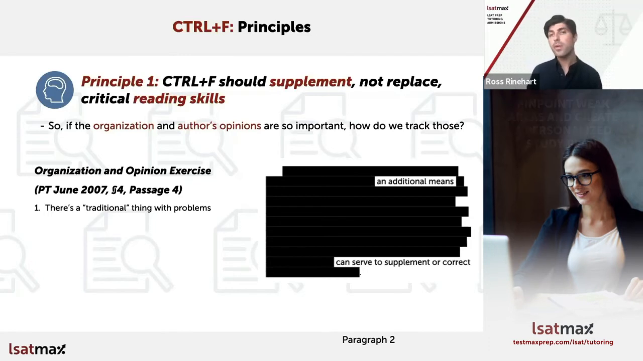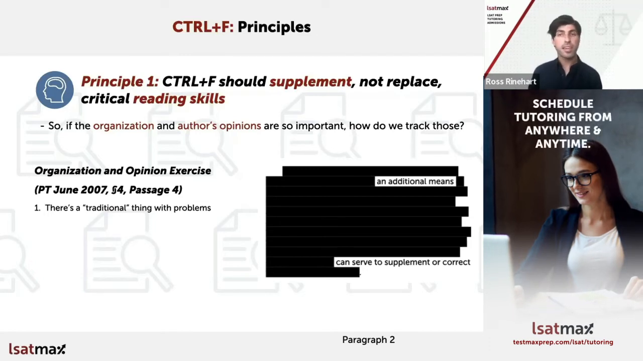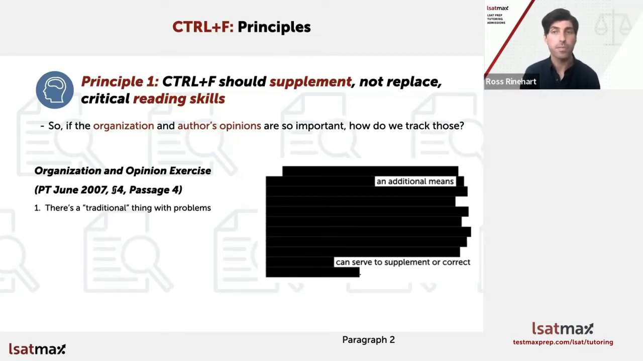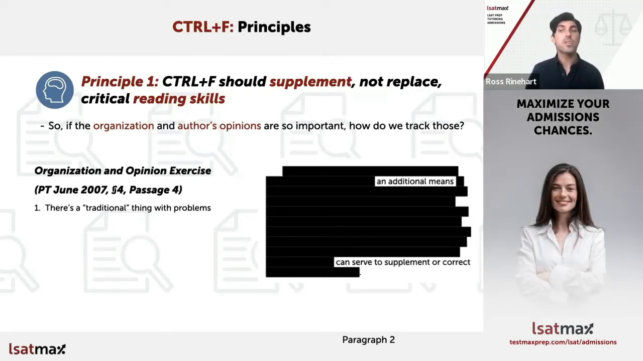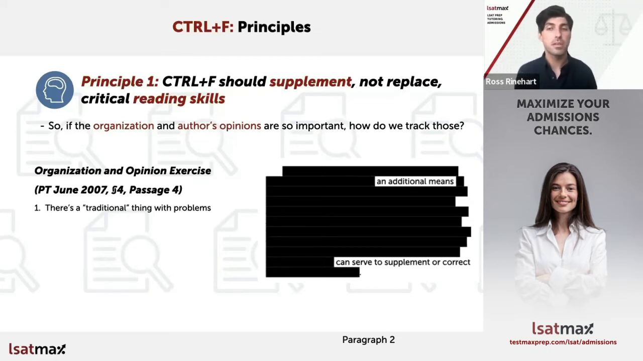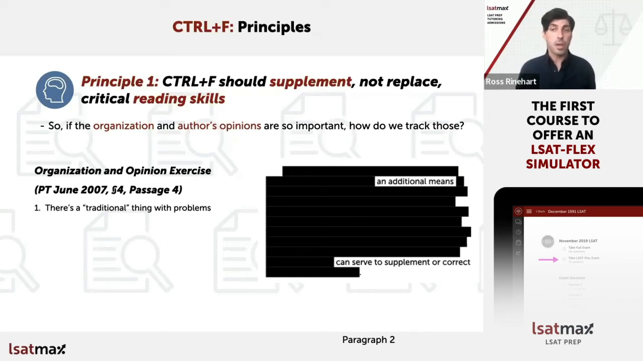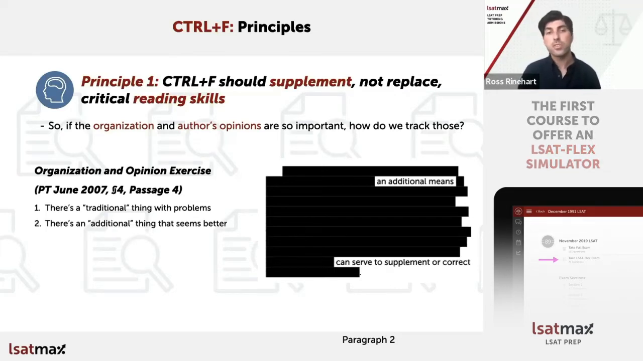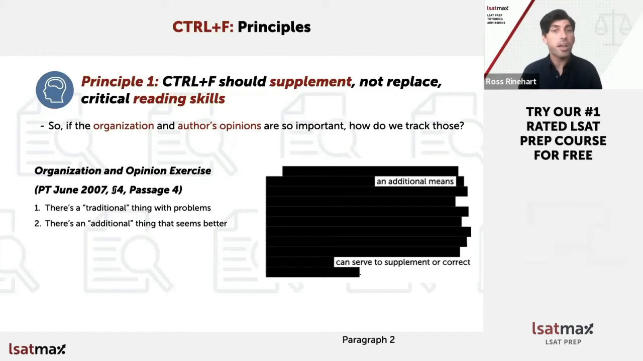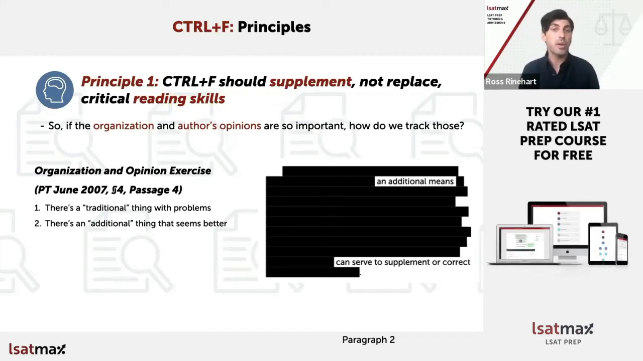Now, looking at the next paragraph, we get another structural word, an additional means. That tells us that we're talking about something new, something that can add to the traditional thing that had the problems from the first paragraph. So structurally, now we're talking about something new. And tracking the author's attitude, the author says that this new thing can serve to supplement or correct, presumably the problems created by the old traditional thing. And those are positive words: supplement, adds to, corrects, fixes. We now know that the author in the second paragraph is describing an additional thing, and the author's opinion is that this additional thing seems better.